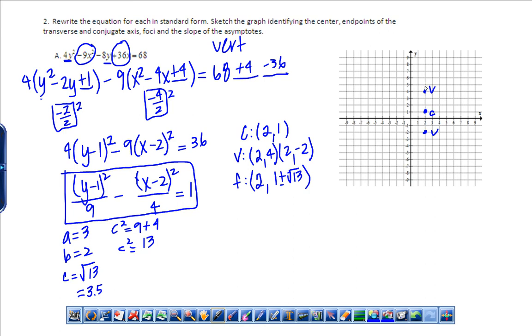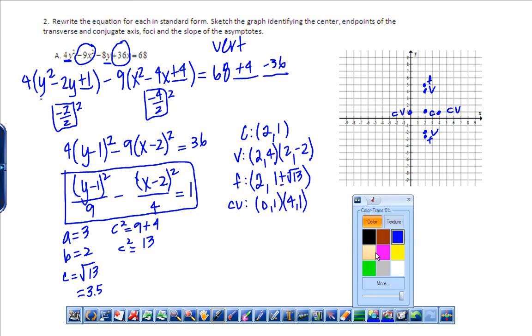I'm not sure I can get this in here. So this is your focus. And then I'm going to go down, subtract it a little bit more. Your co-vertex is going to go left and right, and that's going to be 2. So the co-vertex is going to be (0, 1) and (4, 1).